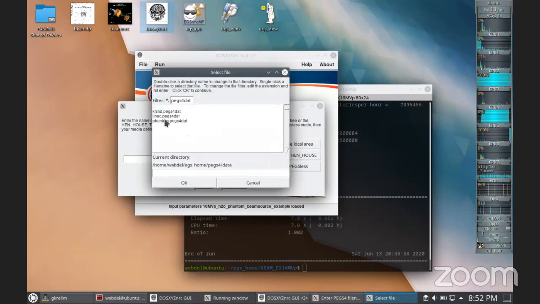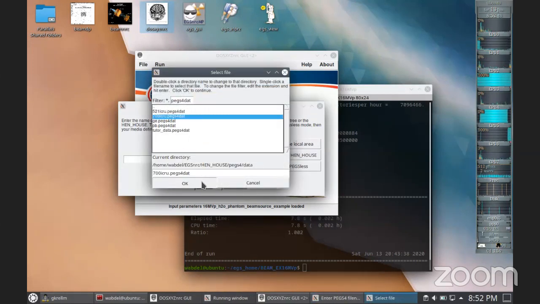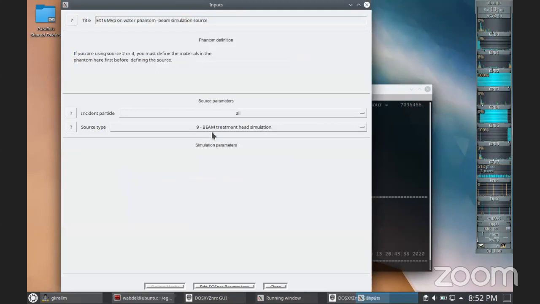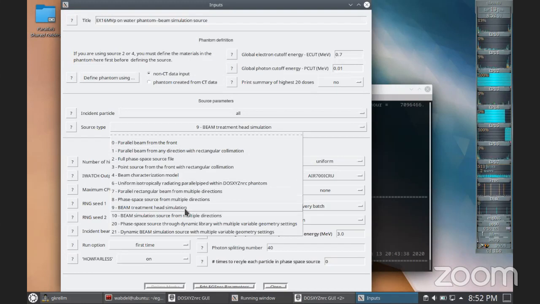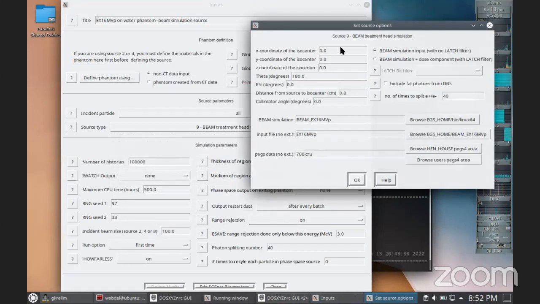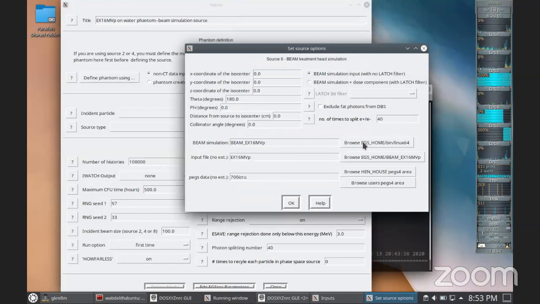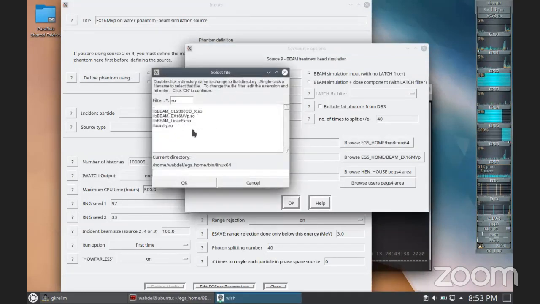So we're going to, again, look at the 700, okay? And you see, 9 is the beam treatment head simulation, okay? So there, let's go and open this. So the source, if you hit on this, it will show you the Linux that you have compiled as library.